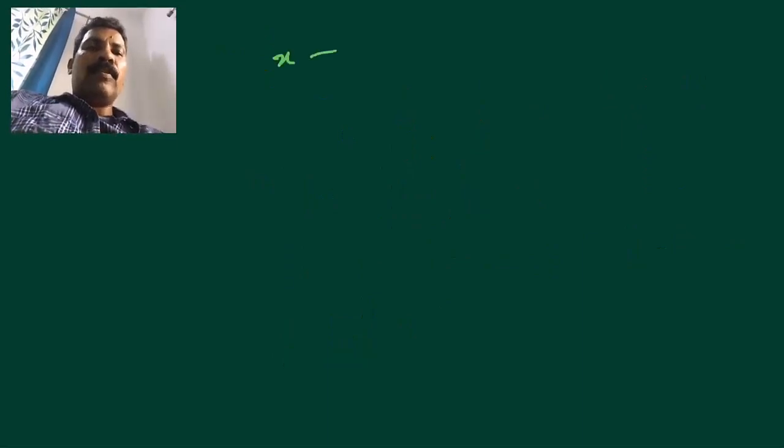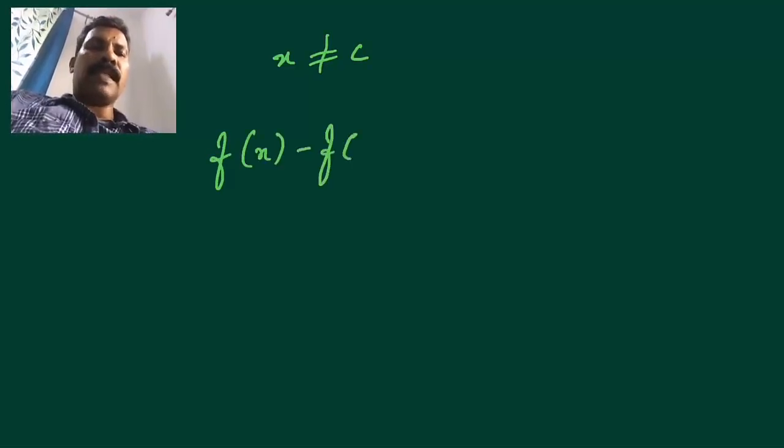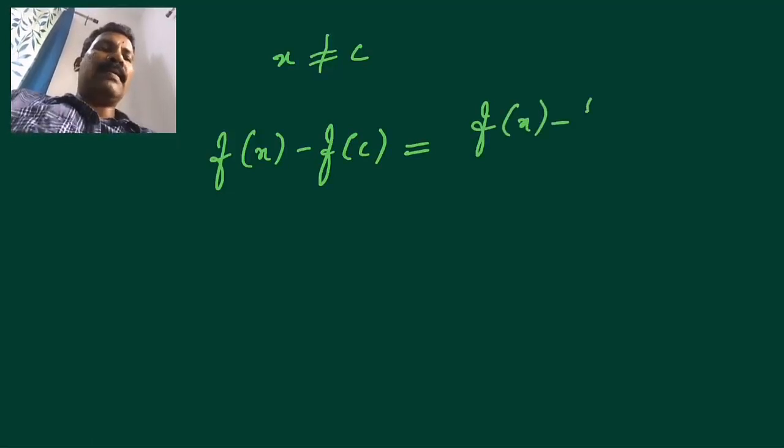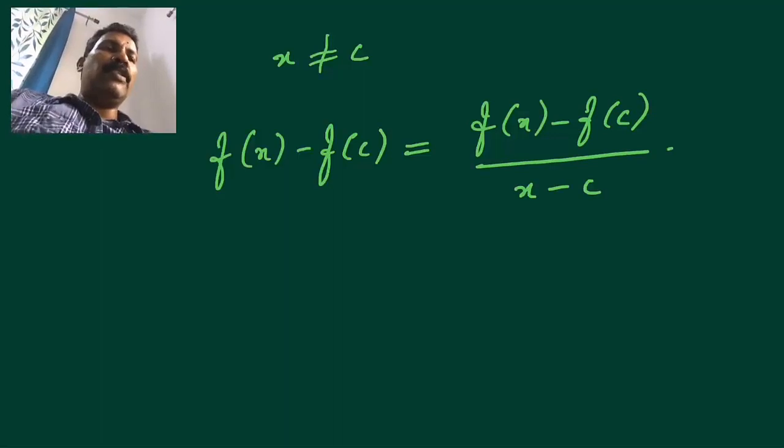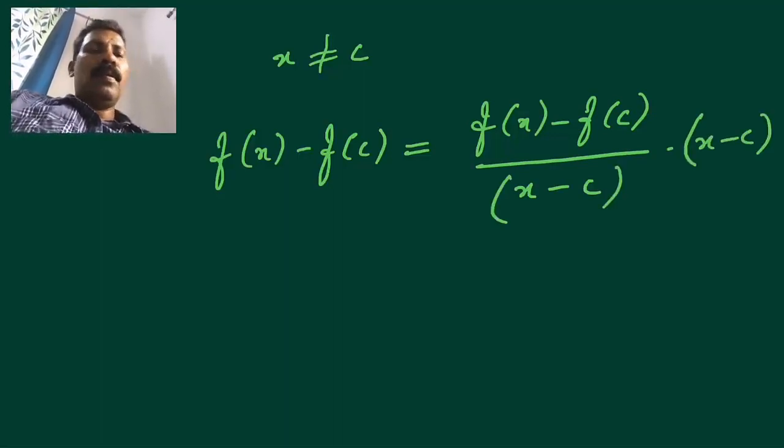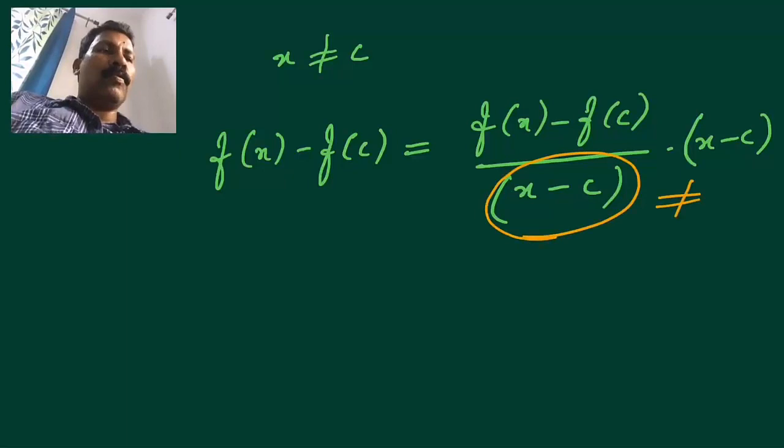So for x not equal to c, we can consider f(x) - f(c) is equal to (f(x) - f(c))/(x - c) into (x - c), because x is not equal to c. Since x is not equal to c, x - c is not equal to 0, so this expression is valid.